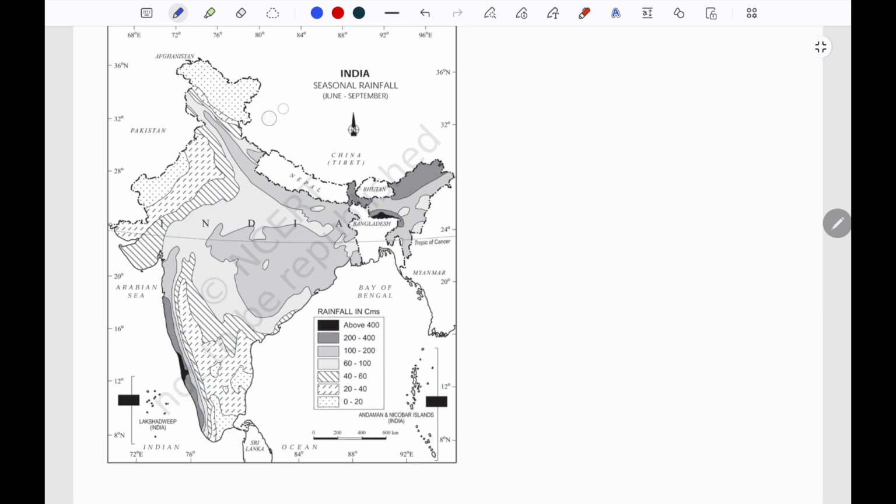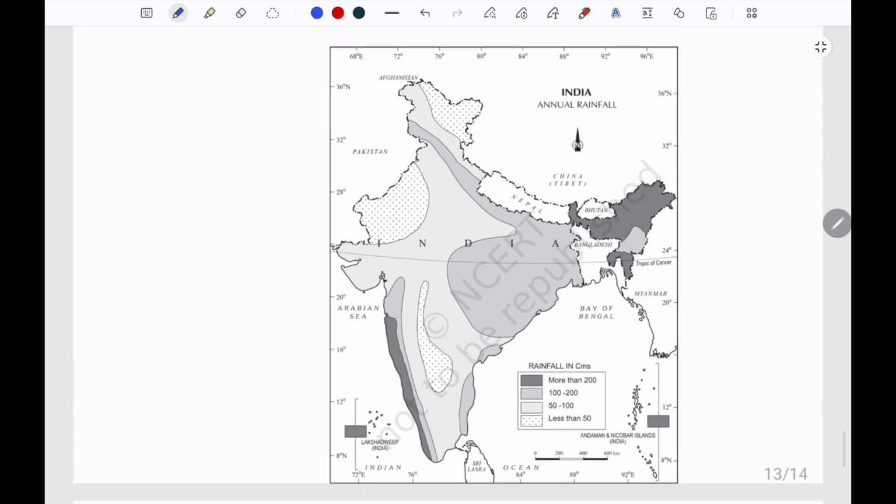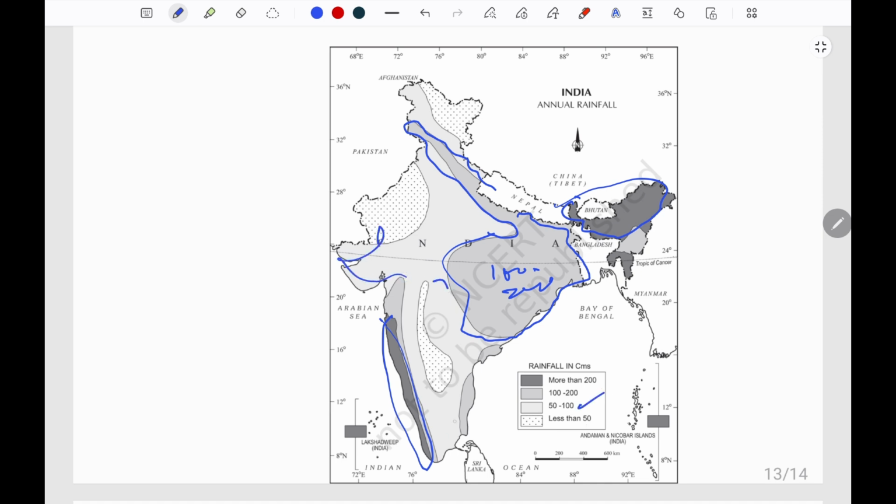Now this is the seasonal distribution of rainfall. Now this is how the annual distribution of rainfall in India looks like. This part receives annual rainfall of more than 200 centimeters, the Western Ghats and this northeastern hills. This part of Odisha, Chhattisgarh, Jharkhand, Bengal, UP, this region receives rainfall of 100 to 200 centimeters. Majority part of India receives rainfall around 50 to 100 centimeters. And these are the arid regions which receive rainfall less than 50 centimeters. So this is all about the monsoon.